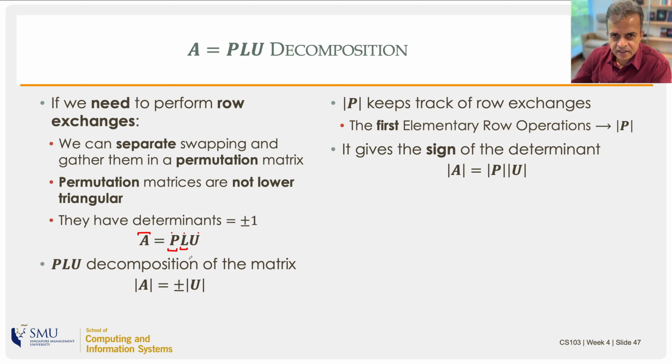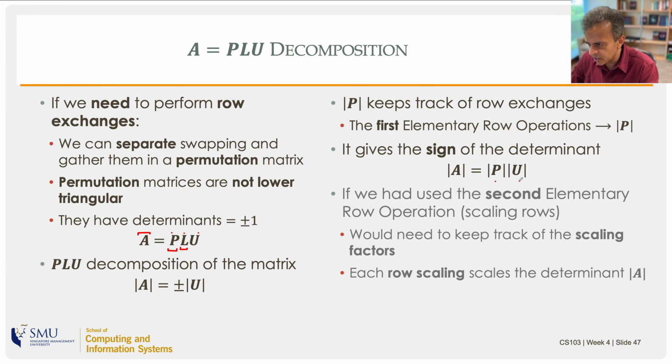L did not contain any operations that change the determinant from an identity matrix. Each one of the elementary operators within L was just a single row operation on the identity matrix, which did not change the determinant. So the determinant of L is 1. So the determinant of A is determinant of P times determinant of U. That means plus or minus determinant of U.